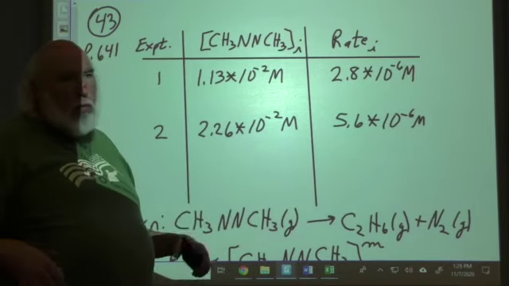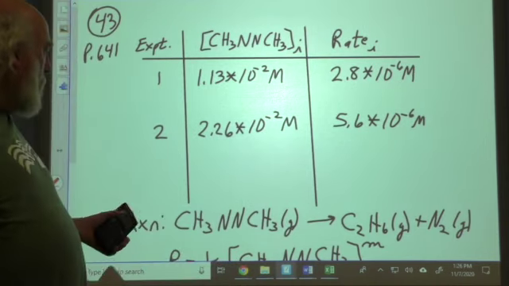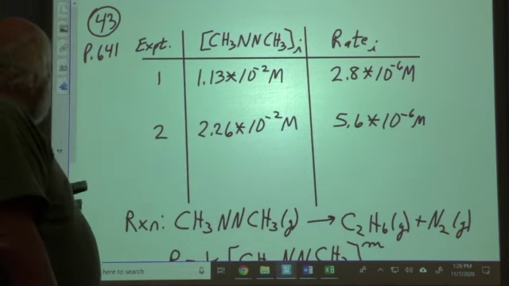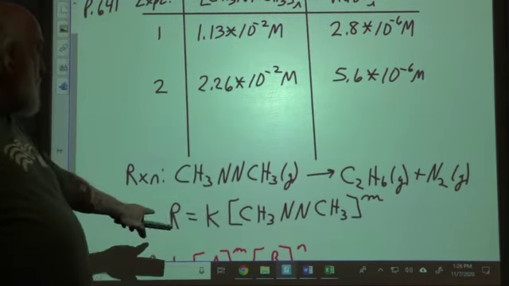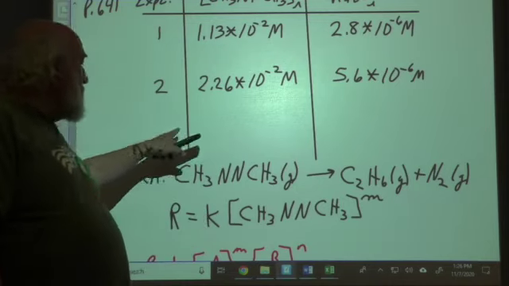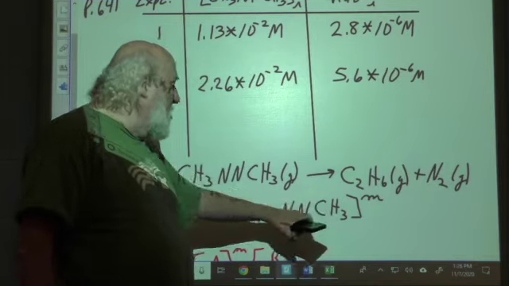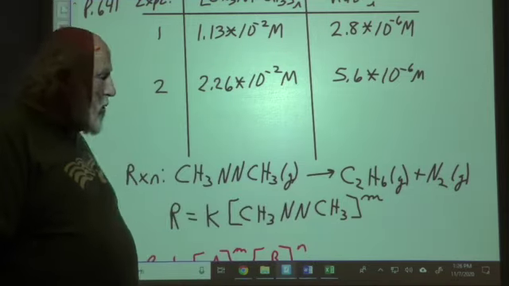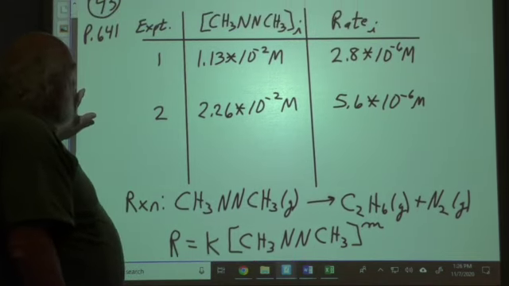And again, when we do rate laws, we look only at the reactant, we don't look at the products. And that means then that the equation, since this is the only reactant we have, is going to be R equals the concentration of that azomethane to the M power. Nothing else.